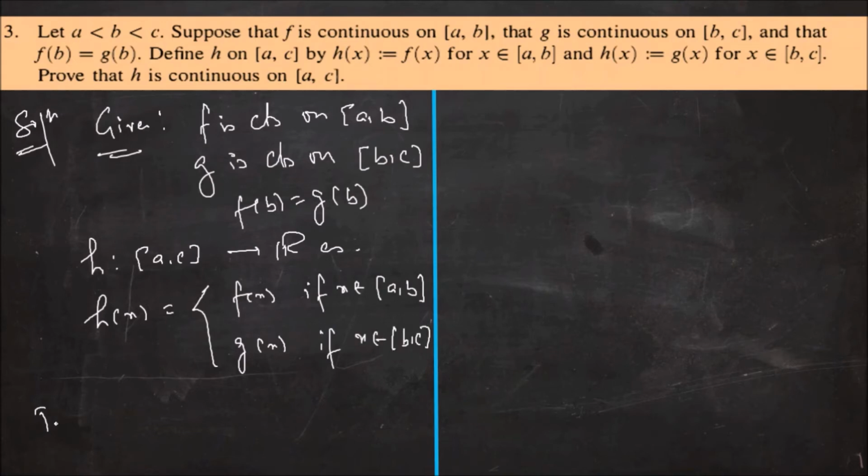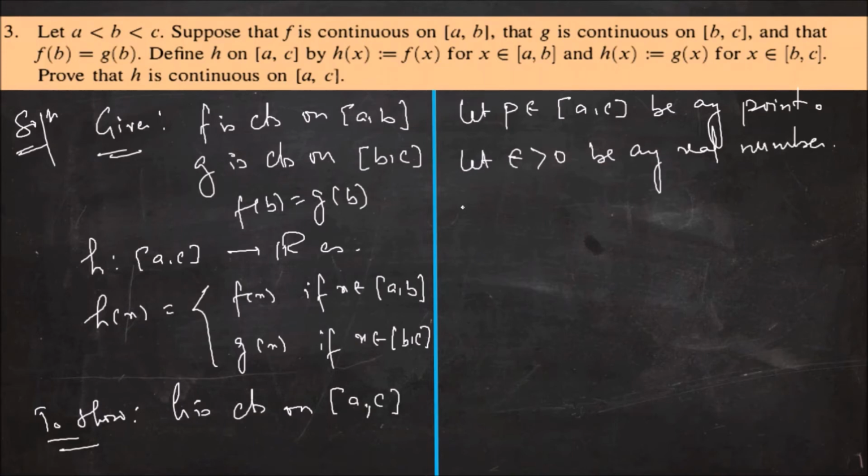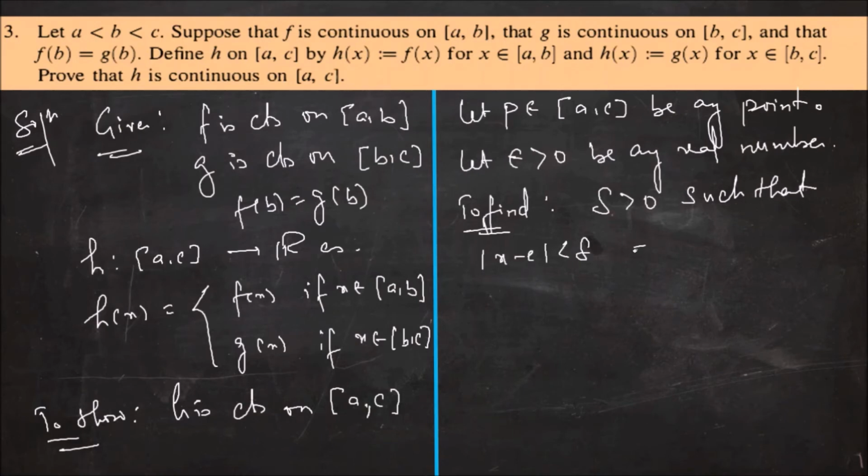So to show h is continuous on [a,c], we will do this in 3 cases. We will let p belonging to [a,c] be any point. We will show that h is continuous at p. For this, let epsilon greater than 0 be any real number. So to find delta greater than 0 such that |x minus p| less than delta implies |h(x) minus h(p)| is less than epsilon. So this is what we have to show. We will prove this in 3 cases.